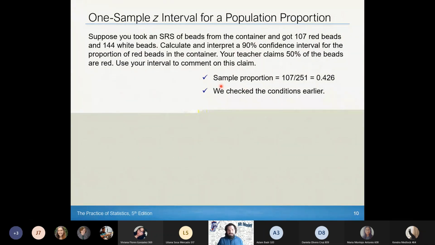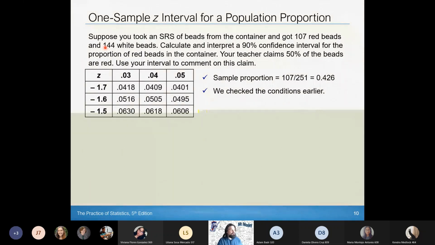We have a sample proportion, p hat, 107 out of 251, because 107 plus 144 is 251, and we get 0.426. Conditions were checked, supposedly, in this scenario previously. We'll just run through them real quick. This is random because this is an SRS, a simple random sample. The 10% condition is met because we have 251 beads total, and that's less than 10% of our massive container of beads. And the large counts condition is met because 107 and 144 are both greater than 10. So our conditions are all good to go.